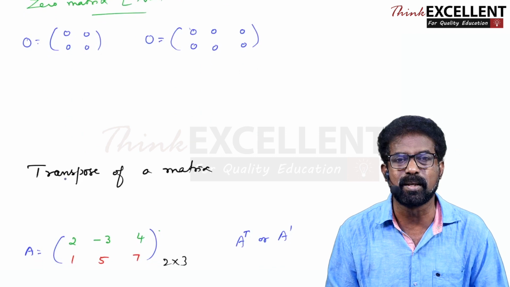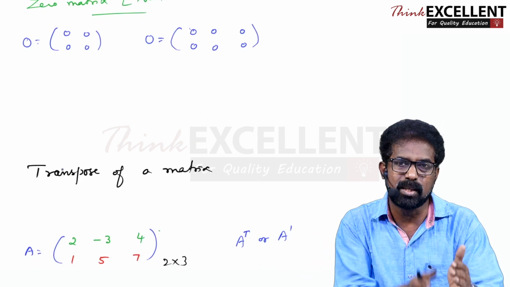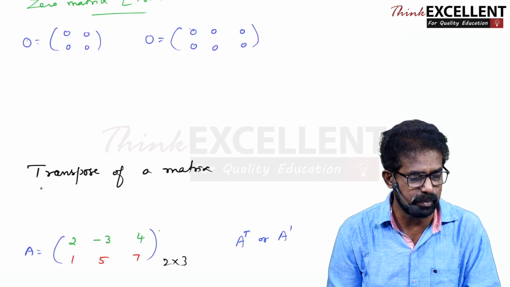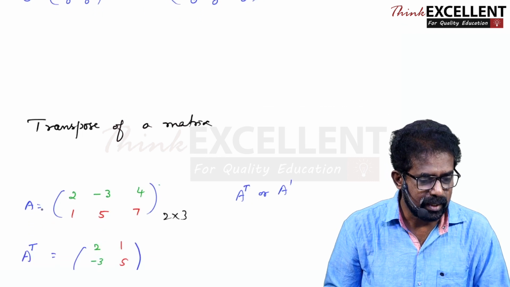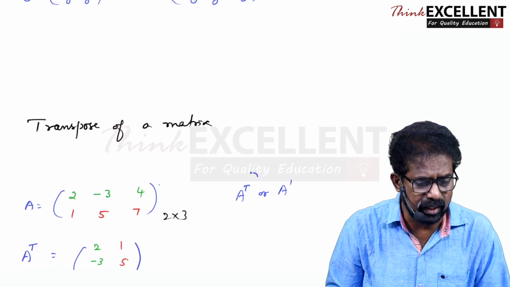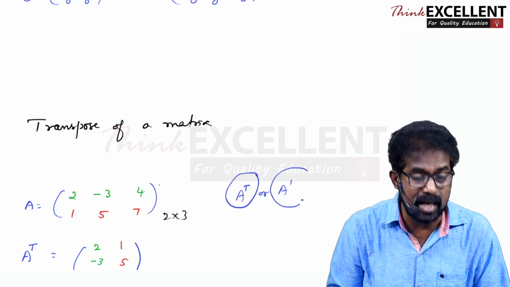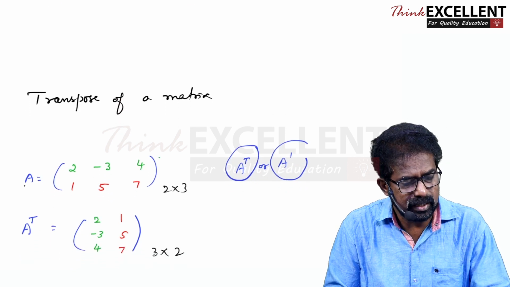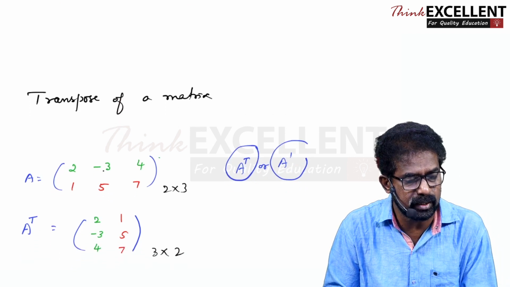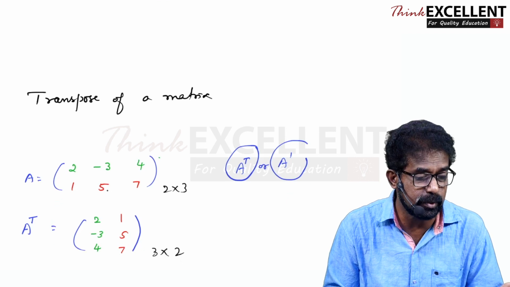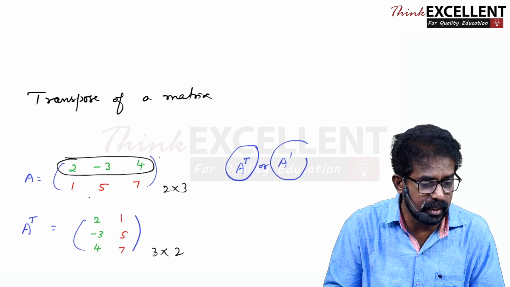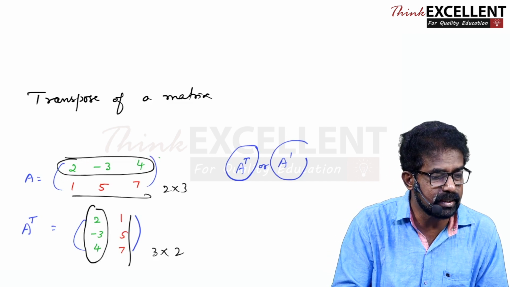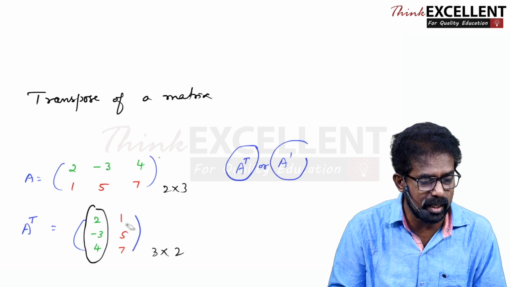Transpose of a matrix, very simple thing. Transpose, that is, the rows and columns are changed. We are interchanging rows into columns and columns into rows. That is called transpose of a matrix. See, A is a matrix. The transpose of A, you denote it as A power T or A dash. That is transpose of a matrix. See, in this example, A is a matrix 2 by 3. First row 2 minus 3 4. Second row 1 5 7. A transpose is: the first row you write it as first column. Second row you write it as second column. So you are interchanging rows and columns, right? Rows and columns are interchanged.